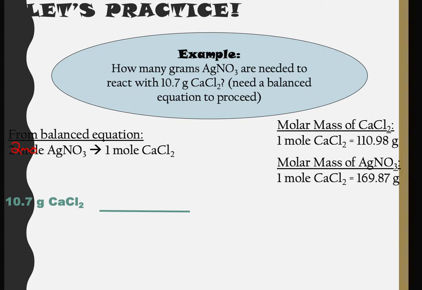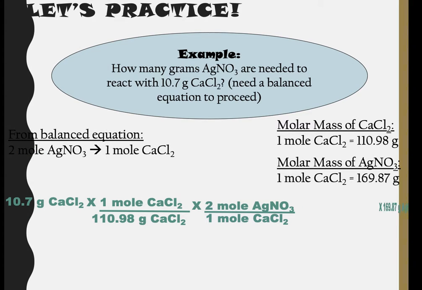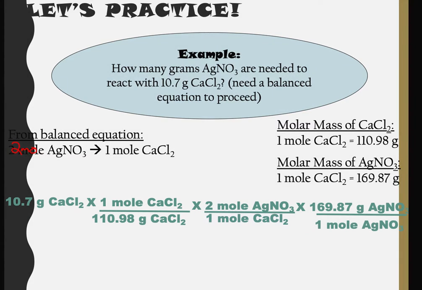So I'm going to write down what I'm given in the problem, which is 10.7 grams. Draw my X, draw my line, and then I put grams of CaCl2 on bottom. Why? So that the grams cancel. That leaves me with moles of CaCl2 on top. Well, now is when I use the mole ratio. So I put moles of CaCl2 on bottom, which is what's going to put the 2 moles of silver nitrate on top.